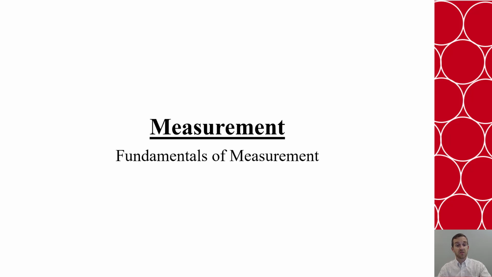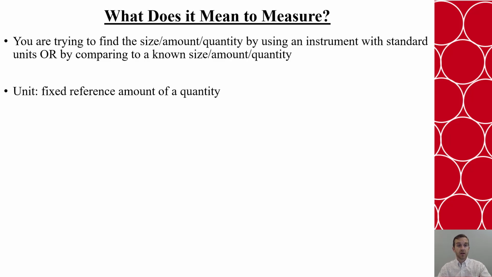In this video, we'll discuss the fundamentals of measurement. Now, when we're measuring, we're trying to find some size or quantity or amount, and often we're using an instrument with standard units, or we can measure by comparing it to some other known size or quantity or amount. When we talk about units, those are fixed references of an amount of some quantity.